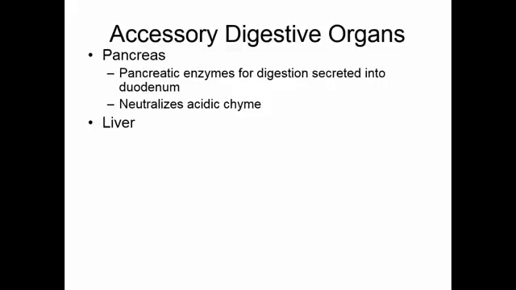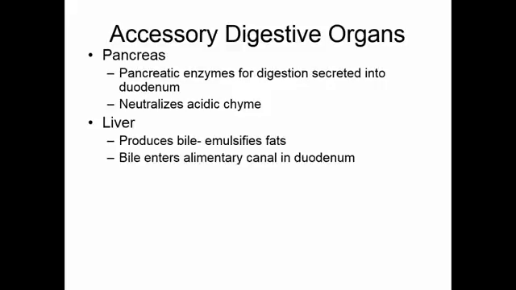The liver does a number of things, but in terms of digestion, it produces bile. Bile emulsifies fats. By emulsifying fats, we take a big glob of fat and we break it down into a lot of little globs. Bile enters the alimentary canal in the duodenum. The liver is always producing bile, but we only put bile in the duodenum when we have food there.